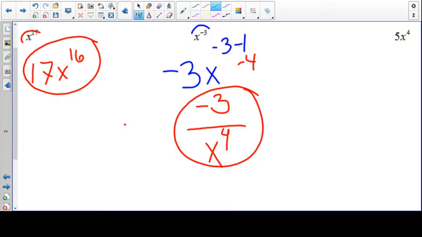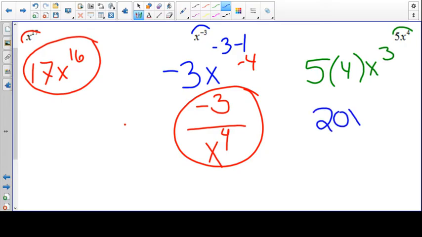Same idea, power rule. But now I have a 5 in front. That 5 is going to stay there. When I bring that 4 down, it's going to come down with multiplication. And I'm going to have x to the 3 because 4 minus 1 is 3. So I'm going to do a little simplification. 5 times 4 gives me 20. So my derivative is 20x to the 3rd power.